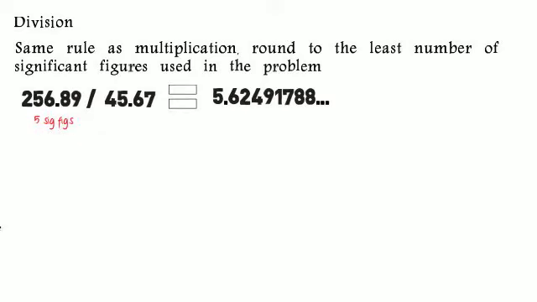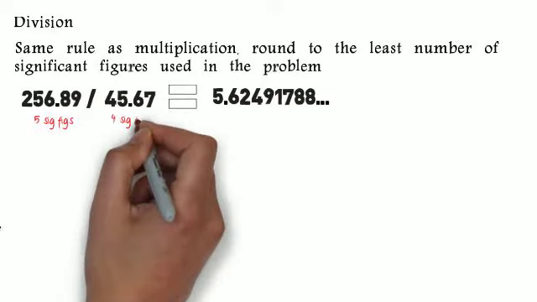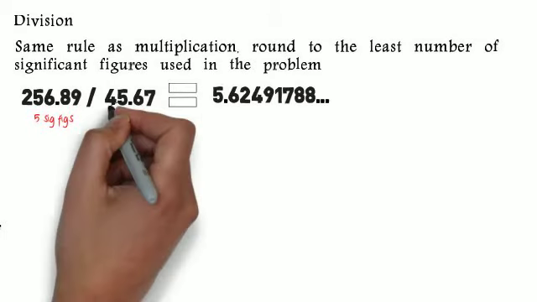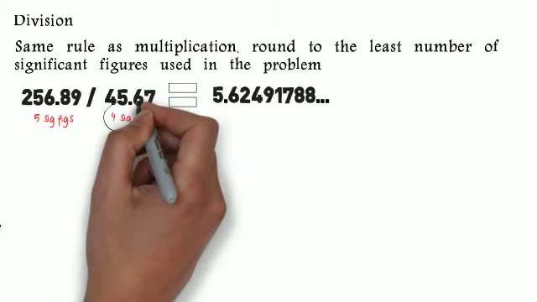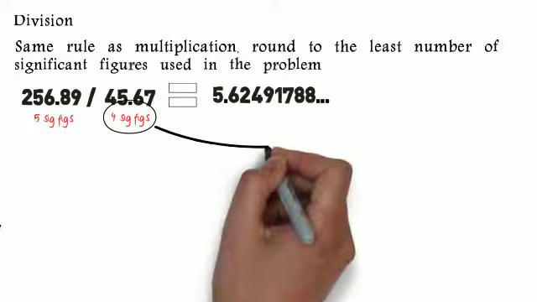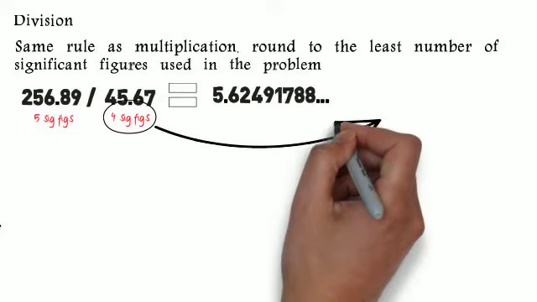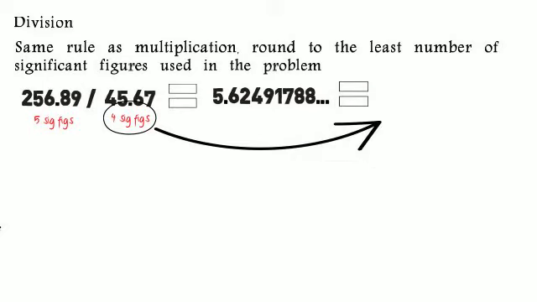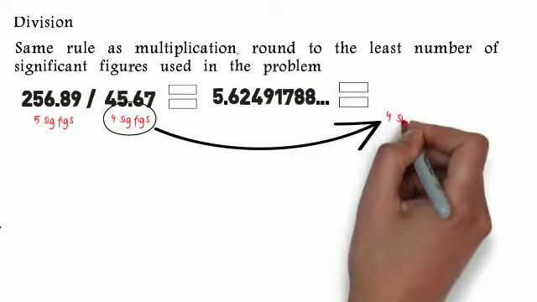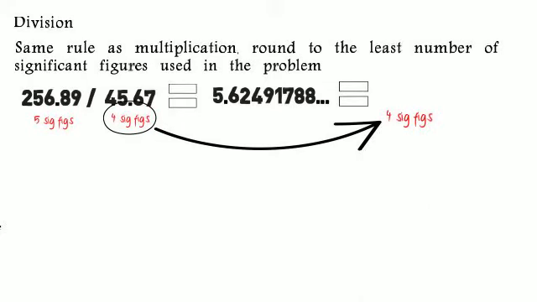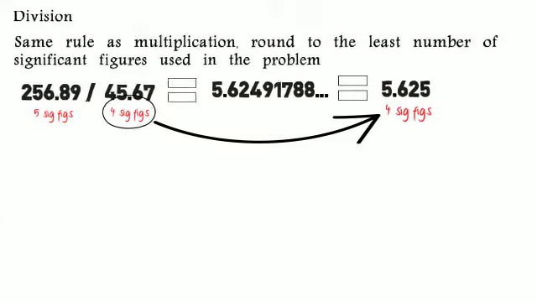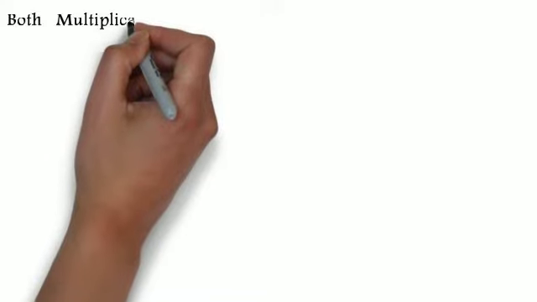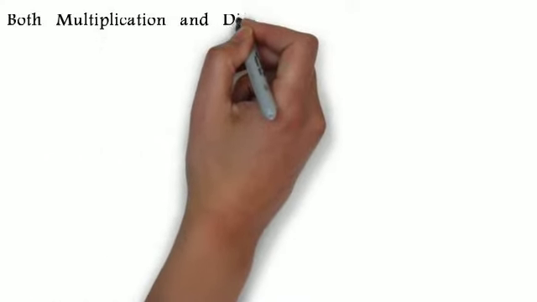Well, 256.89 has five significant figures. 45.67 has four significant figures. So we're going to want to round our answer to four significant figures. When you round 5.62491788, etc., to four significant figures, the answer becomes 5.625. Okay, four significant figures. So for multiplication and division, we use the same rule.